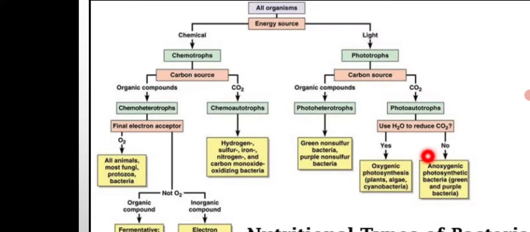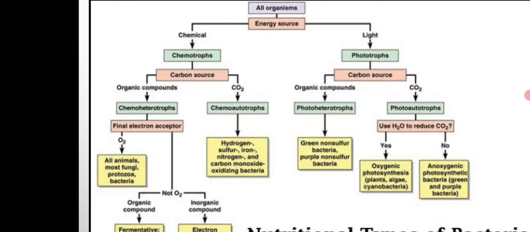And if the answer is no, then that process is known as anoxygenic photosynthesis. It means that oxygen is not produced as a final product in the photosynthesis reaction. Examples are green and purple bacteria. So this is all the overview of our organisms, what they do and in which classes they are included.